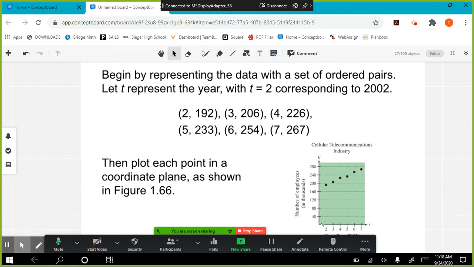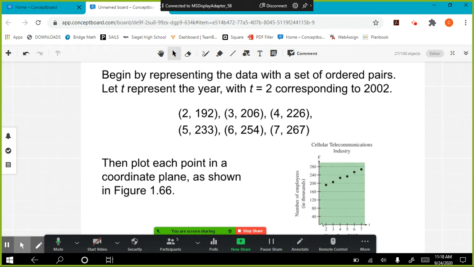All right, so we begin by representing the data with a set of ordered pairs. Let T represent the year. And notice this is done a lot too, so that we can fit it on our graph better. We're letting T equal 2 correspond to the year 2002. So when T is 3, that's 2003, and so on and so forth. So the 6 ordered pairs they come up with are (2, 192), (3, 206), and so on. You can see that. And then notice they plotted each point in a coordinate plane.